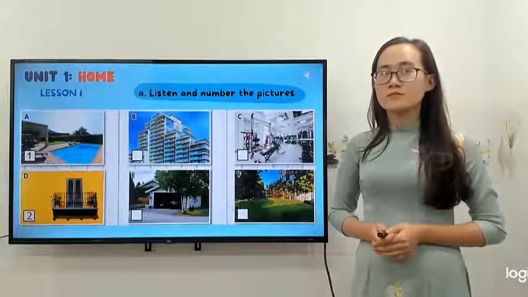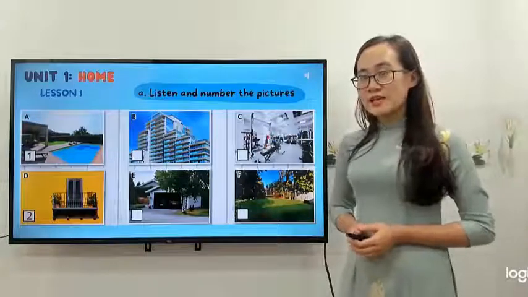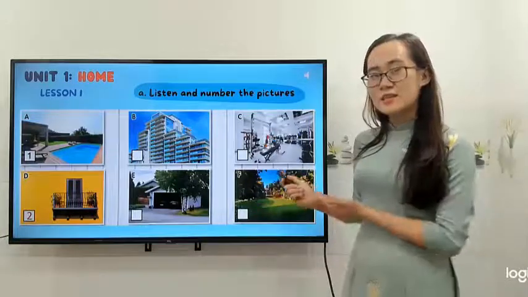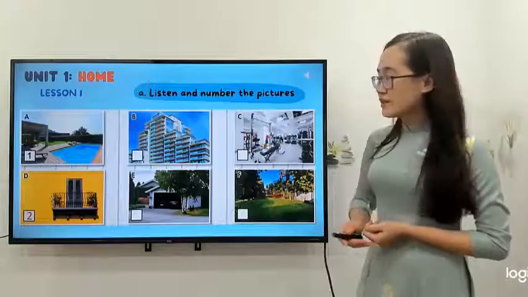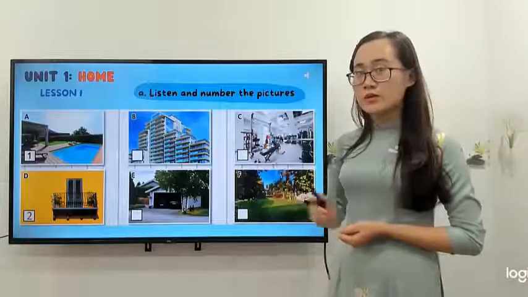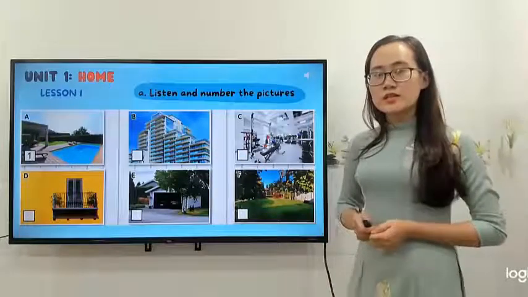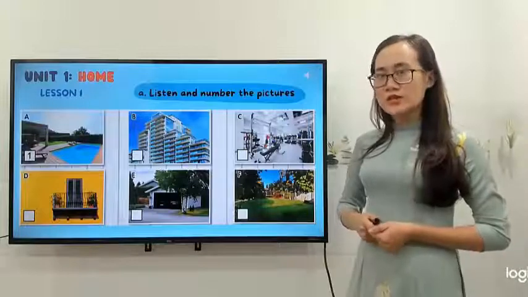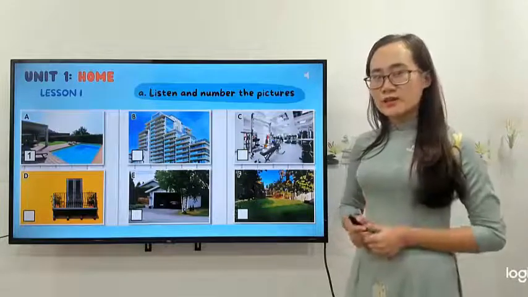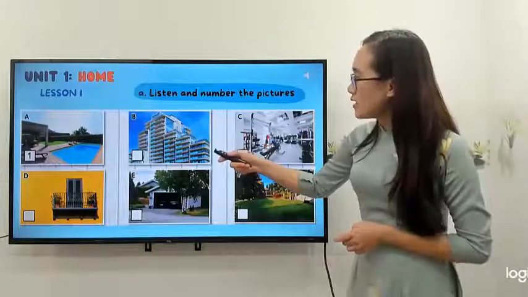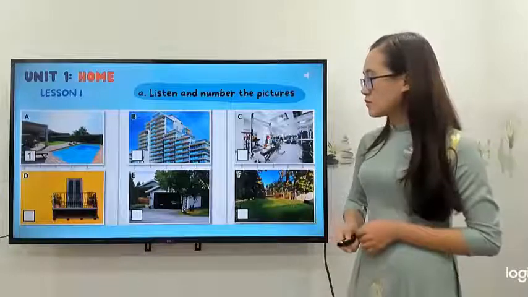Apartment. Okay, good. So you have just listened. And then, tell me what is your answer. Number 1 is already. Number 1 is the swimming pool. And what is number 2? So you have just listened to the audios, and now I want you to check the answer with me. Number 1 is the swimming pool. And what is number 2?